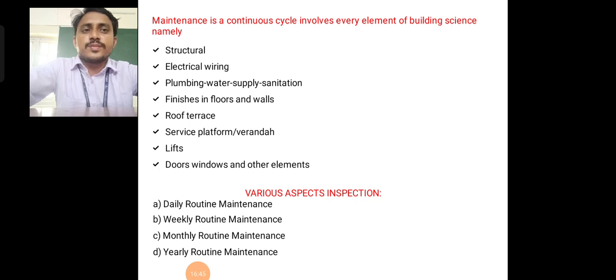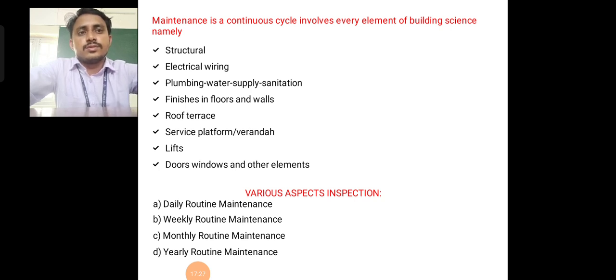See, what are the various aspects of inspections? This is related to observations. Inspection is nothing but observation of the structures, observation of the buildings. We already discussed that maintenance can be daily, weekly, monthly and yearly routine maintenance. So you need to monitor all these in routine maintenance, checking daily, weekly, monthly and yearly. When we monitor all these parameters, we enhance the lifespan of the structures.